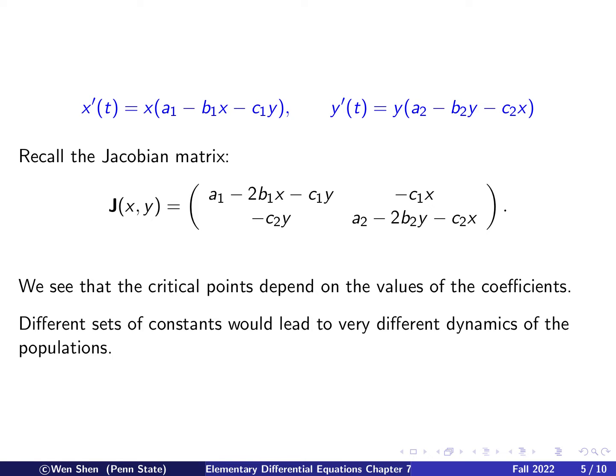Okay, so we see that the critical points and how many of them we have in the first quadrant will depend on the value of the coefficients. And different sets of these coefficient constants would lead to very different dynamics of the two populations.